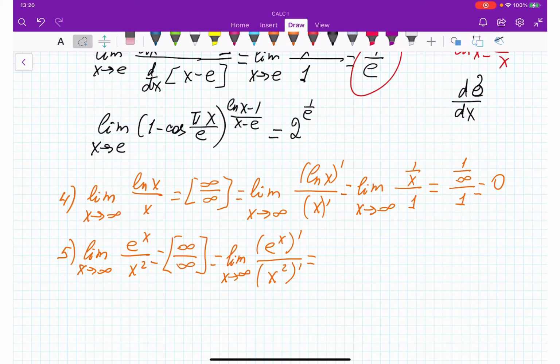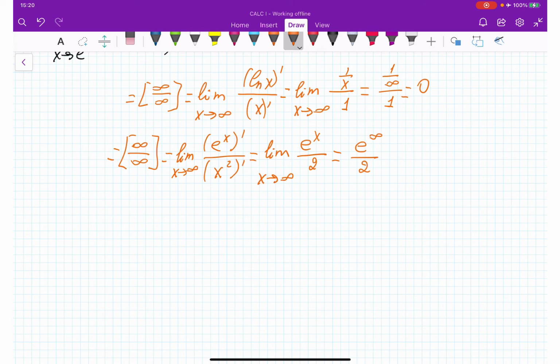There we go. So this is equal. We are taking the derivative, and what do we get? The limit as x approaches infinity. The derivative of e to the power x is e to the power x, and the derivative of x squared is 2x, and the result is e to the power infinity over 2x, and this is equal to infinity.